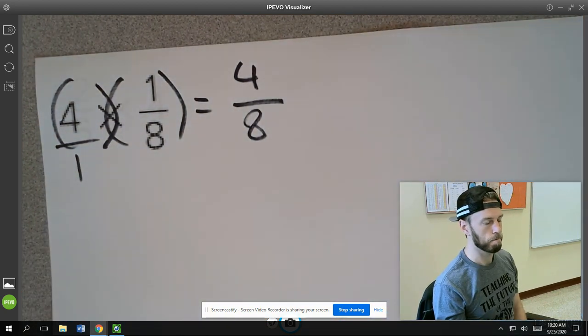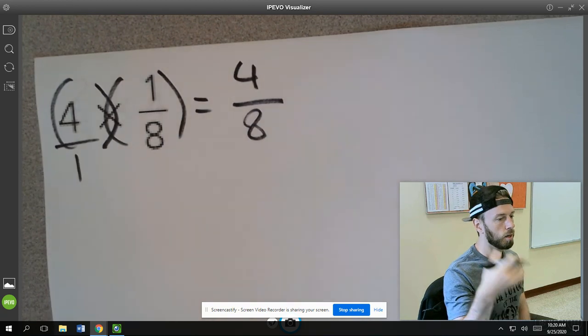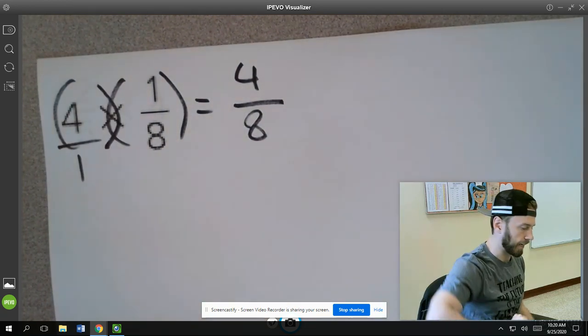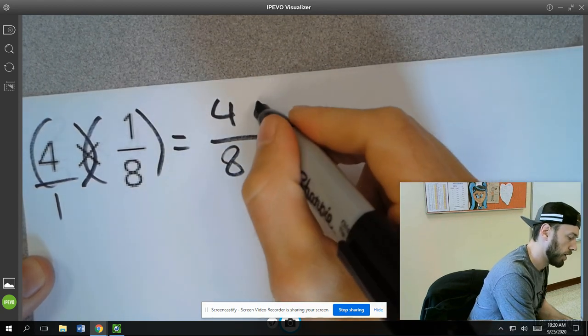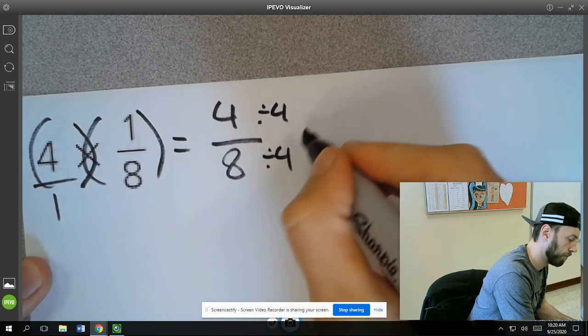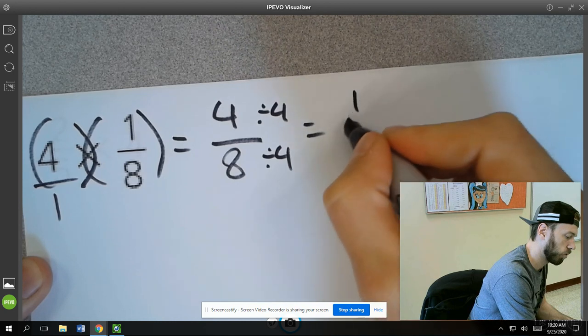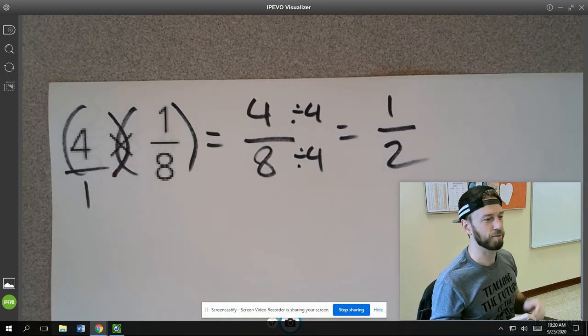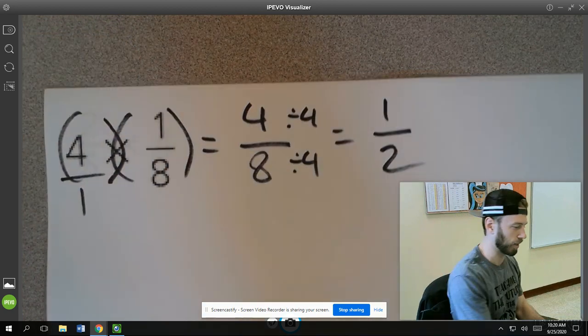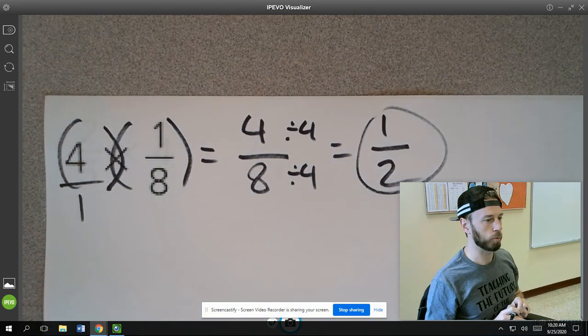I get 4/8. Now I know 4/8 is a fraction. Can it be simplified? Yes, it can. You could start dividing these by 2 and keep dividing, but I know that 4 goes into both of them. 4 divided by 4 is 1, and 8 divided by 4 is 2. The answer to this one is a half. 4 is half of 8, so it comes down to a half in simplest form.